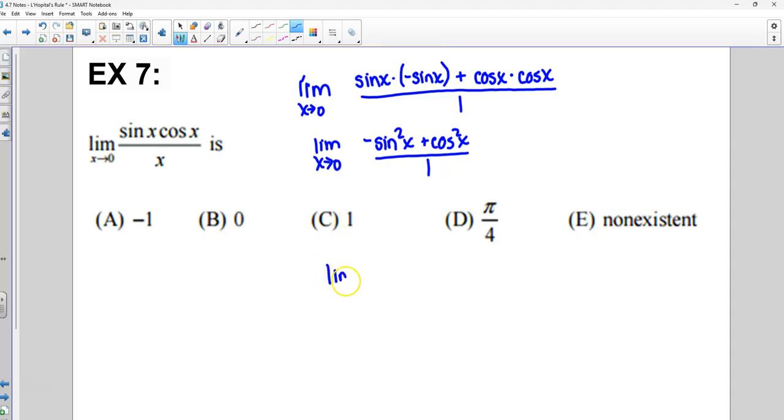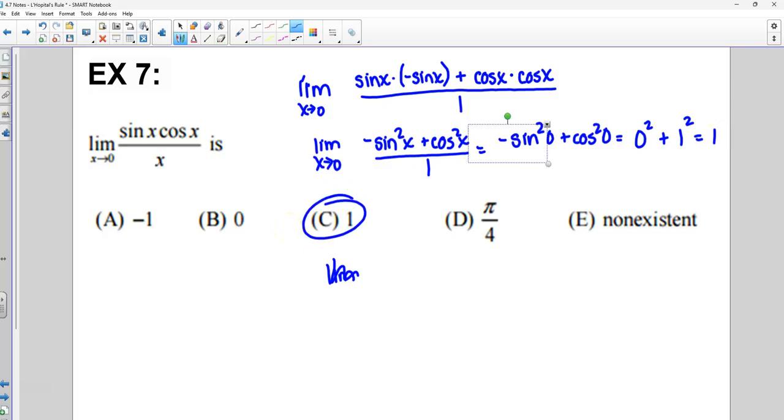We are going to be doing well, I can go ahead and plug in now. That's going to be negative sine squared 0 plus cosine squared 0 over 1 if you want to keep writing that. What's sine of 0? 0. So you got 0 squared, negative 0 squared technically, but we don't need the negative there. And cosine of 0 is 1 squared, and so that gives you 1 for that. So 1 would be our correct answer.